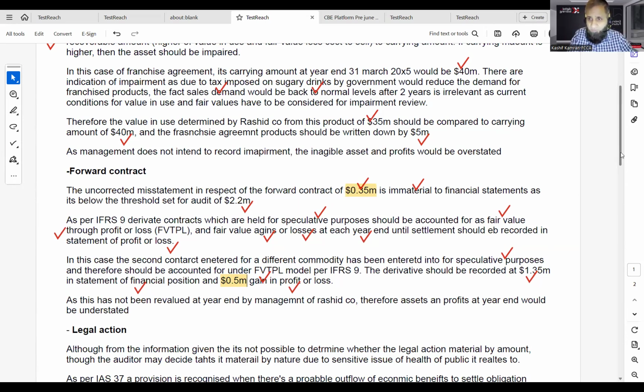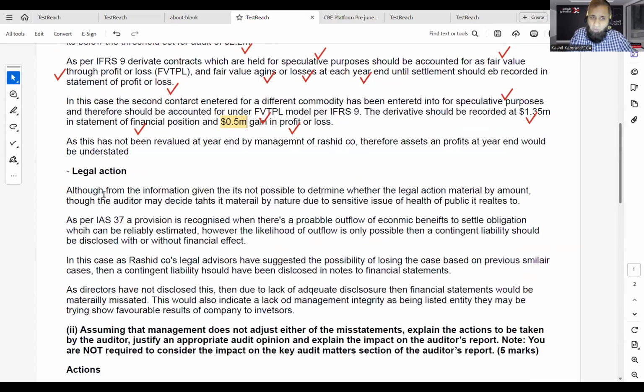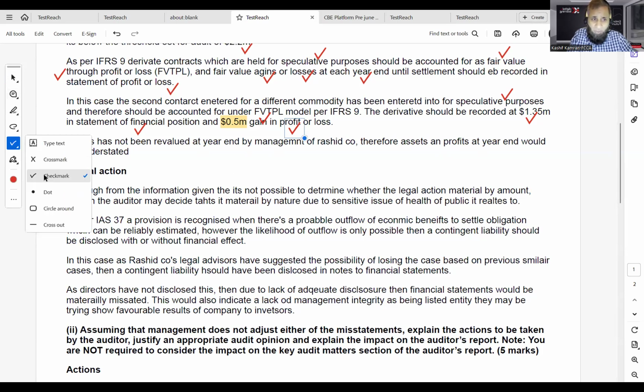Legal actions. Although with the information given it is not possible to determine whether the legal claim is material by amount, the auditor may decide that it's material by nature due to sensitive issues to the public. So he's saying that it could be material by nature. Probably you could have been very blunt here that disclosures are material by nature, and particularly the legal cases are important for the shareholders. It was a listed company, so any disclosures about legal cases are important to shareholders. So you could have put it more affirmatively.